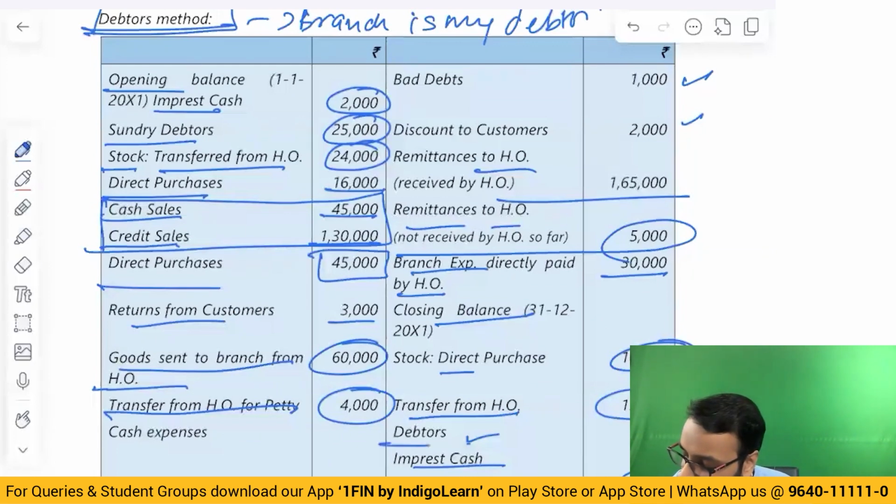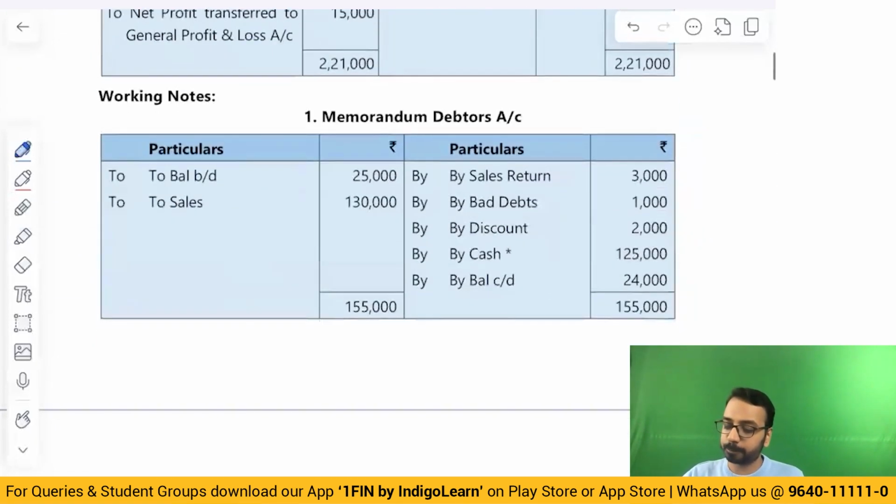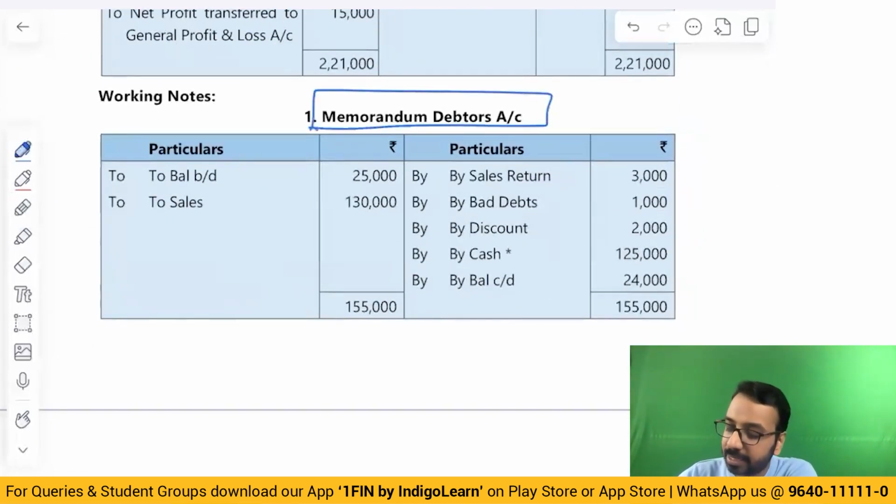As far as debtors are concerned, you will take the opening balance, the sales, the bad debts, the discount, and then the amount received, and finally it will be the closing balance. So debtors account we have to prepare, cash account we have to prepare, and they've said petty cash expenses is 4,000. First let us target this debtors account. Why are we saying memorandum debtors account? Because this is a rough working. We are not actually preparing the debtors account.